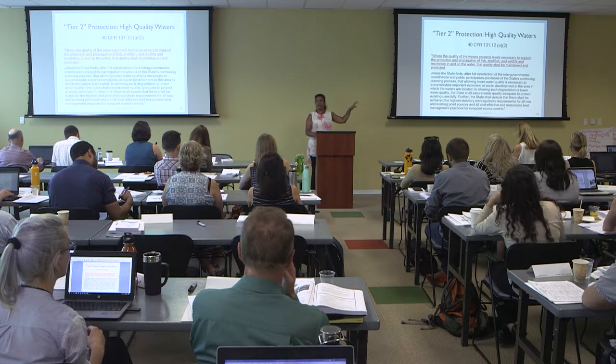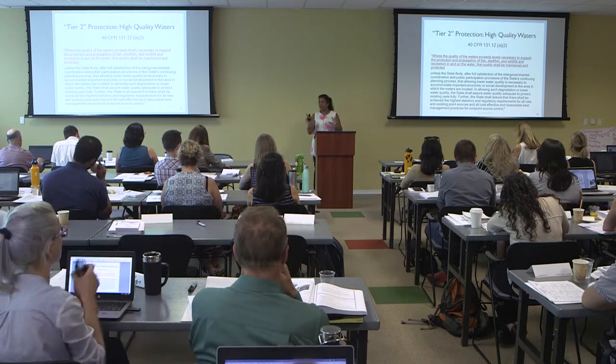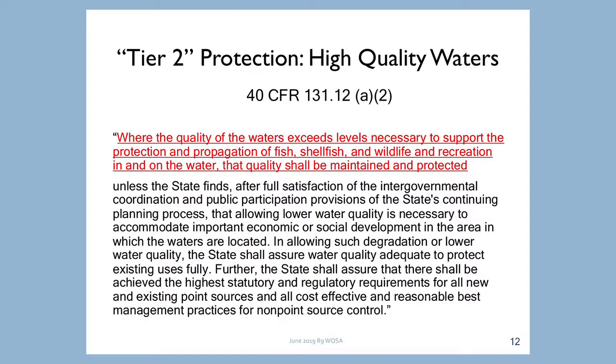I'm just trying to paint a picture of all the important things in here, and then we'll break them down, starting somewhere around how you decide what is high quality water. The other important things we will talk about: you have to assure that the water quality adequately protects the existing uses fully. So even if you're a tier 2 water, you still have to protect existing uses. Even if you are allowing the lowering, you have to protect existing uses, meaning that is, again, your floor. And then there's the part about assuring that you've achieved the highest statutory and regulatory requirements and all cost-effective and reasonable best management practices for non-point sources. Those are the pieces we're going to break down for you.